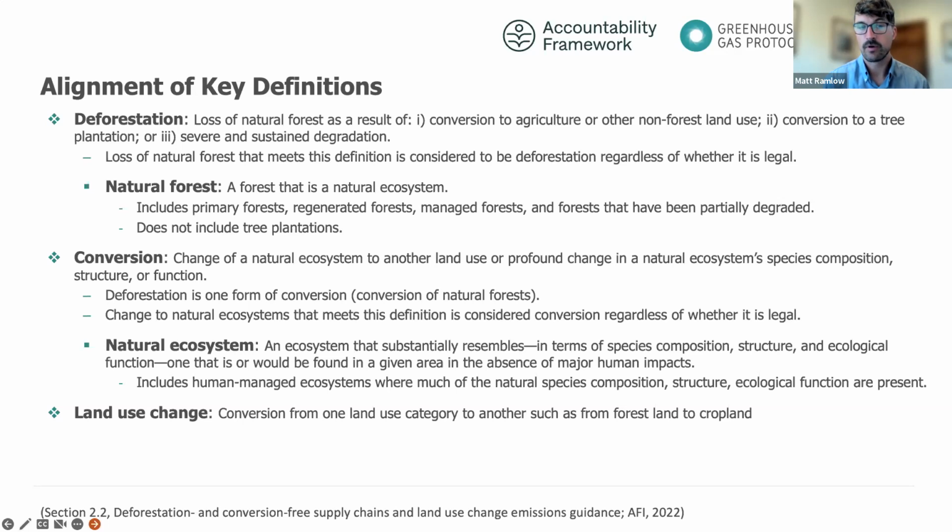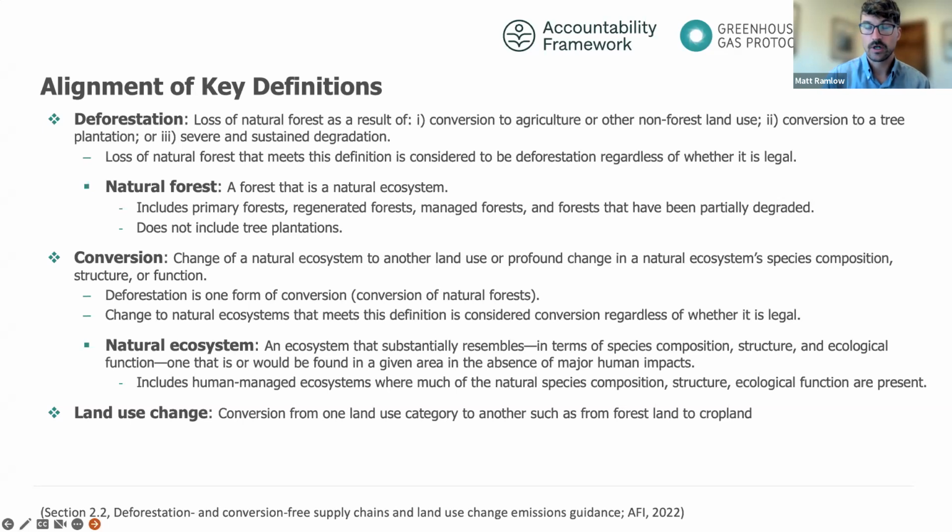Alternatively, we have the broader definition of conversion, which is looking at changes of any natural ecosystem from one land use to another, or a profound change in natural ecosystem species composition, structure, or function. So you can really think of deforestation as one form of conversion, but conversion would include other types of land use change, such as conversion of native grasslands to croplands or intensively managed rangelands. Again, for conversion, it's considered this whether or not it is illegal.